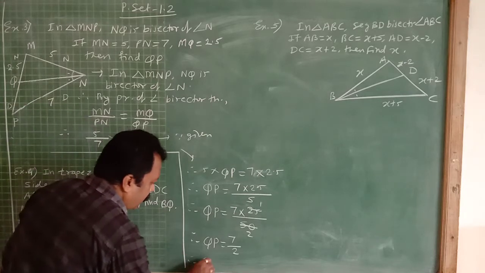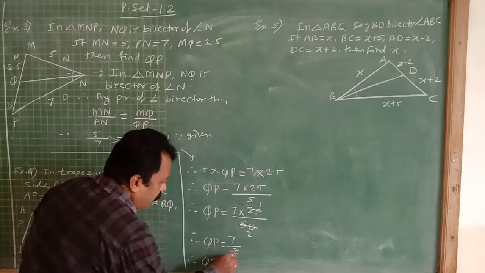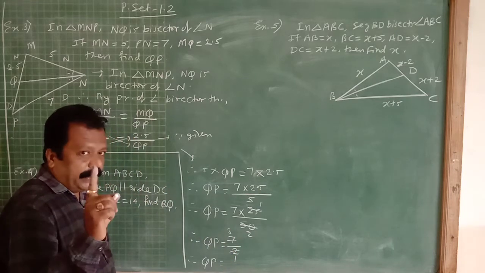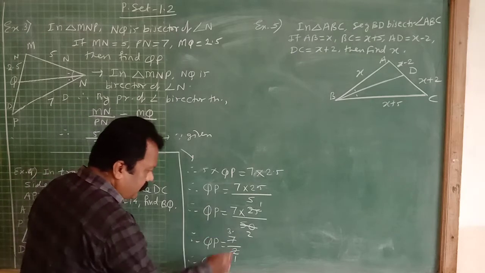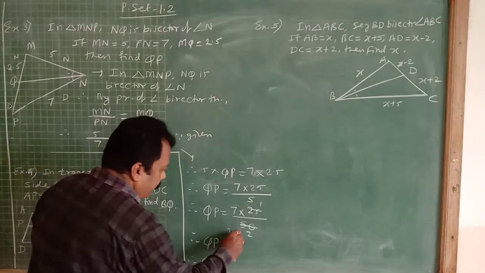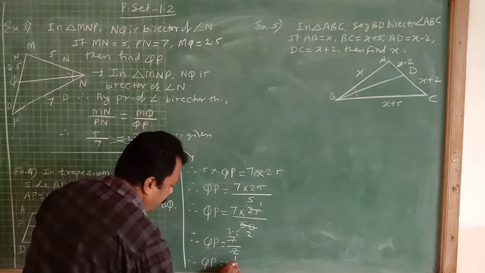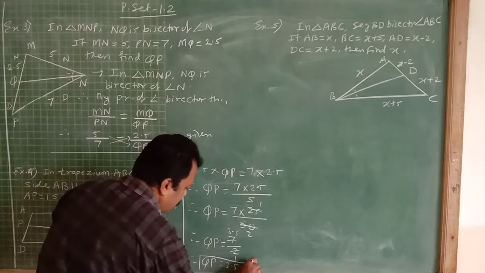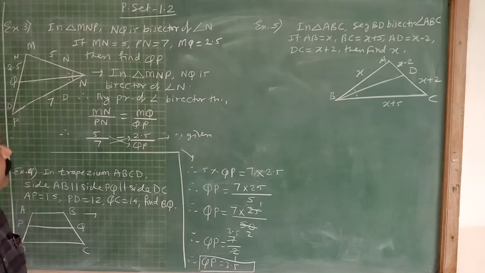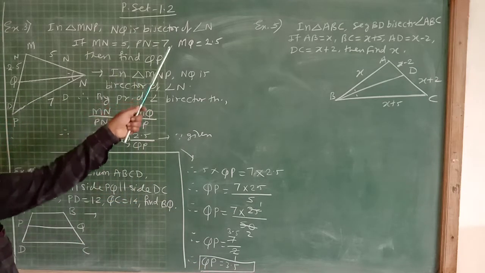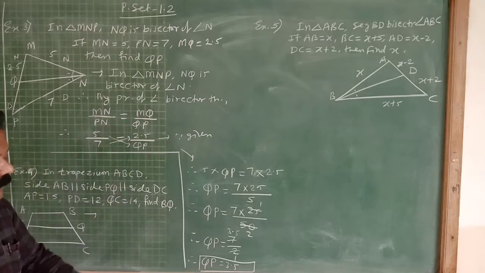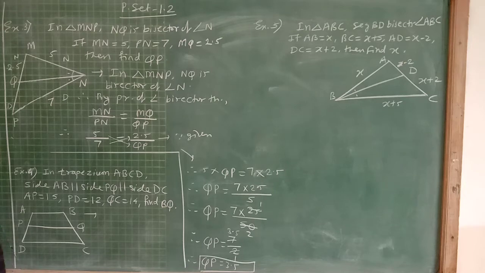QP is equal to 2 1 2 3 2 3 6. 1 carry. Number is not there, so take decimal. 1 carry. After 1 take 0 to 5. So 3.5 is your answer. Therefore, QP is equal to 3.5. Here units are not given, so it is not necessary to write a unit.